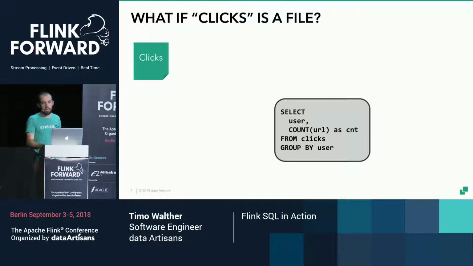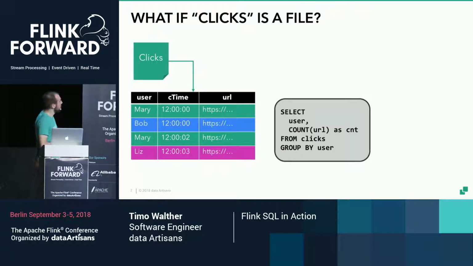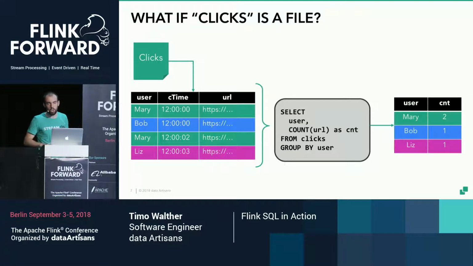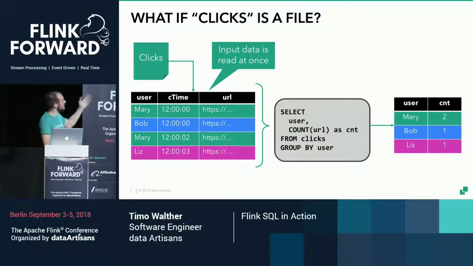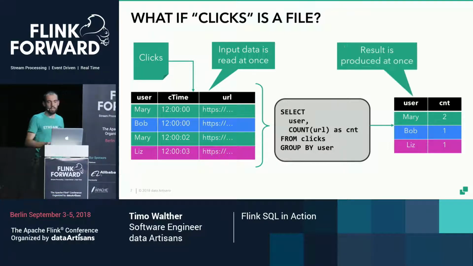So how would a batch processor usually do that? Actually, it's not very transparent to us. Usually the batch processor would just read the entire file. It would compute something, and at the end, it would just dump the results into maybe a file or something. Right? So the input data is read once, and then the result is also produced once.